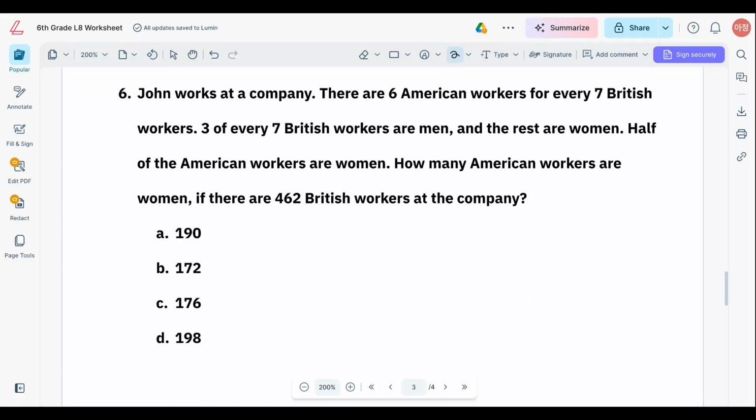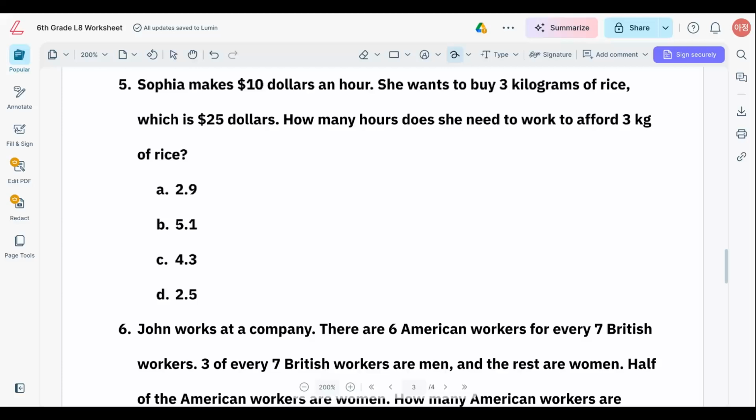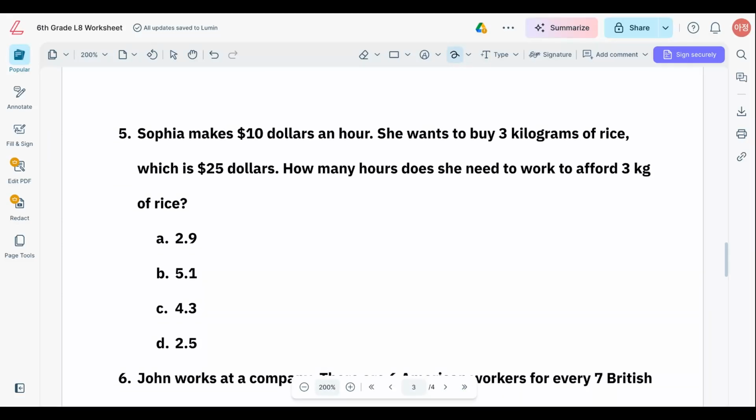One last one. Let's see. Okay, let's just go over number 5. Sophia makes $10 an hour. She wants to buy 3 kilograms of rice, which is $25. How many hours does she need to work to afford 3 kilograms of rice? So $10 in 1 hour is what she makes. And if she wants to afford 3 kilograms of rice, which is $25, you have to equal 25.